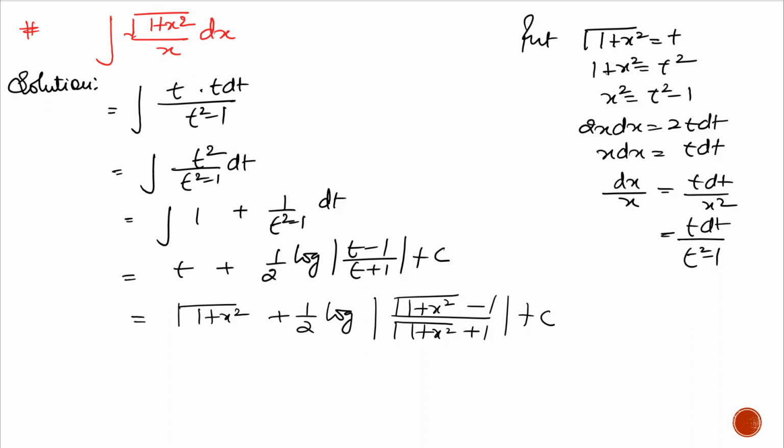In this question we use the formula dx divided by x square minus a square is 1 upon 2a log x minus a upon x plus a plus c.